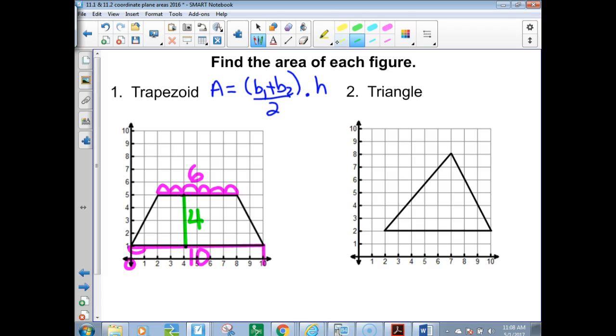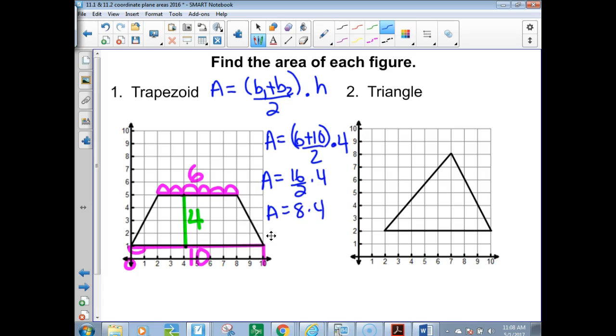Okay, so now that we have the parts that we need, and it just says to find the area, we're going to add 6 and 10 and divide by 2. Then we're going to multiply by 4, the height. I'm going to show all the steps. 6 plus 10 is 16. 16 divided by 2 is 8. So we got 8 times 4, 32. That would be an easy one that you could probably do without your calculator. 32 square units. We're going to use a U squared.